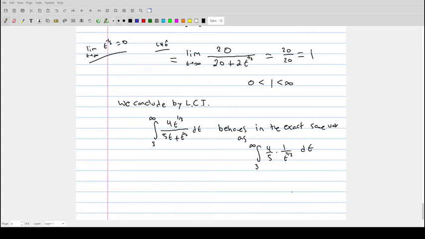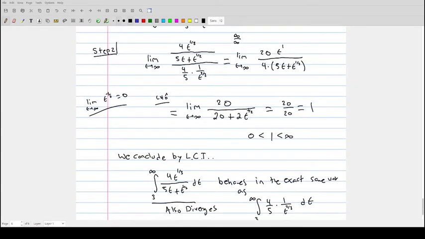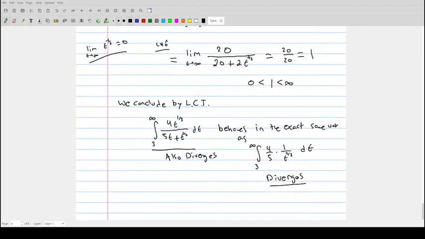And because this improper integral diverges, because it's a p integral with p less than 1, we know that this, by the limit comparison test, also diverges. And there you have it. It's a second way of proving that that function diverges by comparing it to a simple function, only this way of proving it uses the limit comparison test.